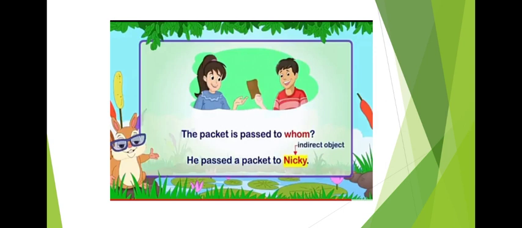So remember, he passed a packet. Now, what did he pass? A packet. And to whom? To Nikki. So packet becomes the direct object, and to Nikki, that is, Nikki becomes the indirect object.